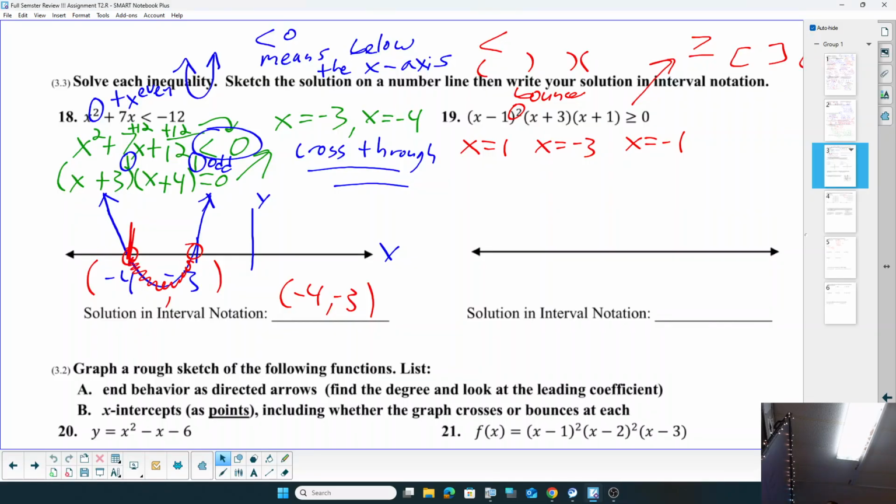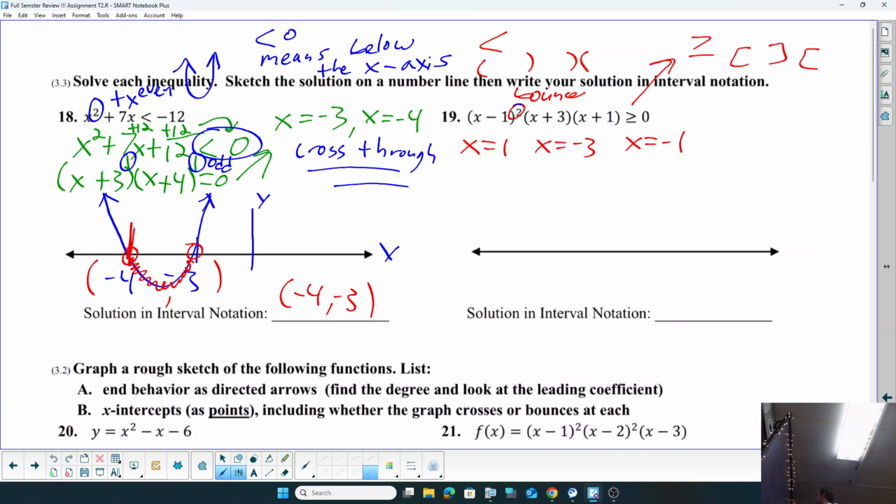So where we finished off was on 5. We were trying to just remember about bouncing and crossing. Remember bouncing and crossing? Even powers we bounce, odd powers we cross through. So even we bounce, and then invisible 1 is odd. So odd means that we cross through.